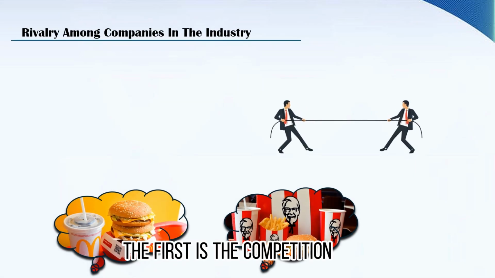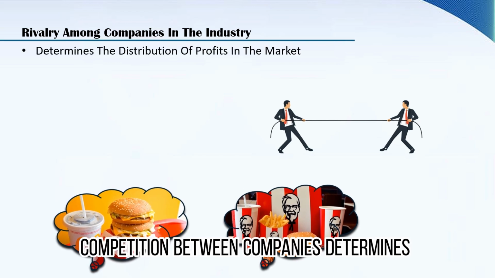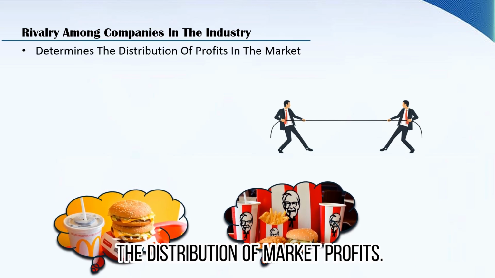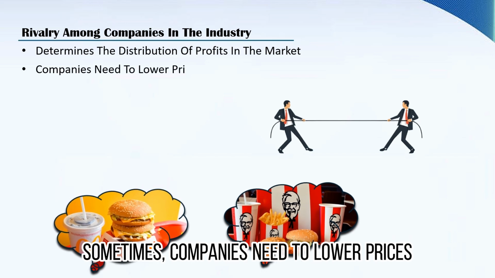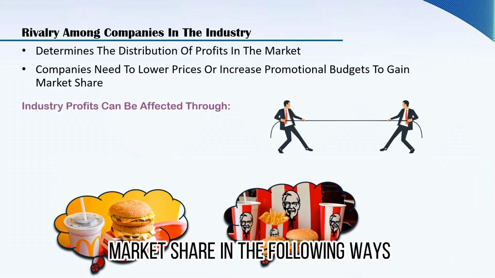The first is the competition between companies in the industry. Competition between companies determines the distribution of market profits. Sometimes, companies need to lower prices or increase promotional budgets to gain market share. Companies can increase their market share in the following ways.